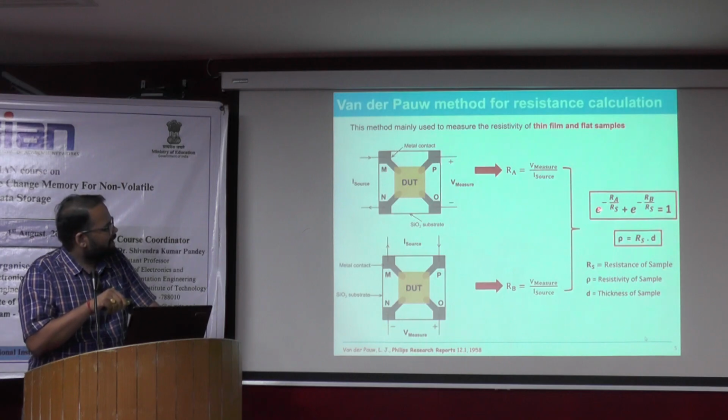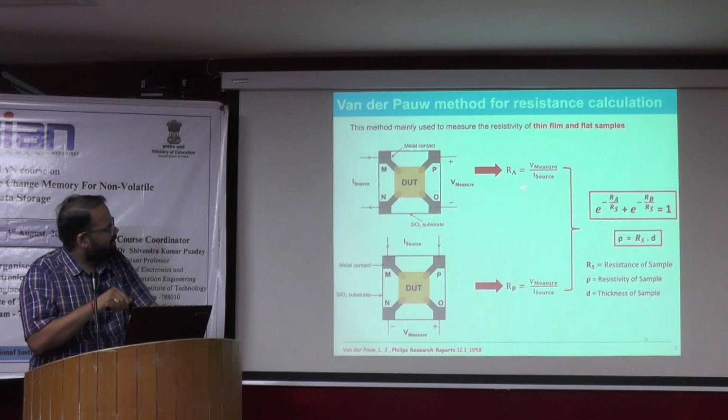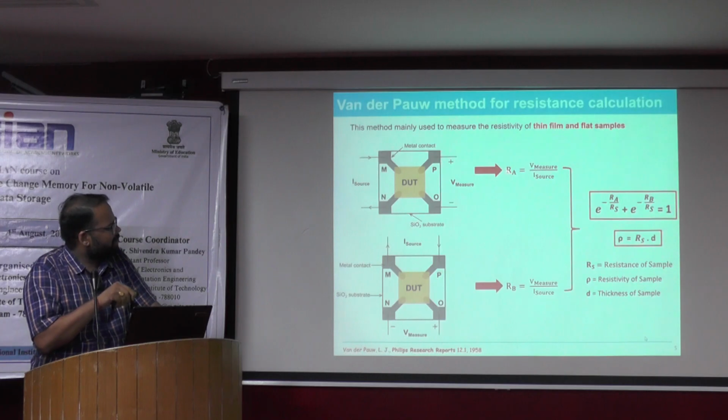where we can see the resistances R_A and R_B. These are different configurations. R_A is what? First you are sourcing on this side and measuring on this side, so you get one resistance. On the other side, you are just changing the terminals of source and measurement, and then you get R_B. So R_A and R_B you can identify.